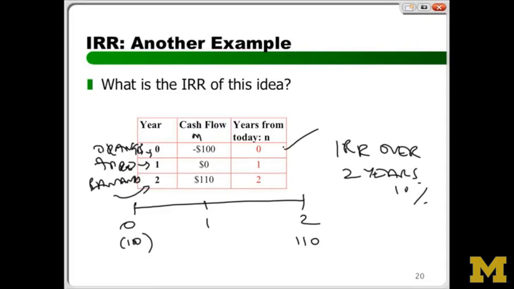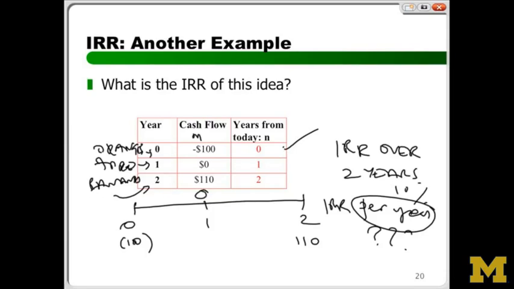So the question is, what the heck do I do? What is the IRR of this per year? That's why things have to have the same periodicity to be compared. So what is the IRR per year? That's a tough one, right? Because what have I done? I've thrown in an extra year where nothing is happening.